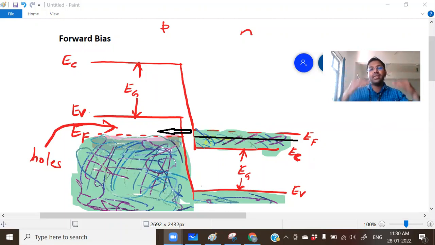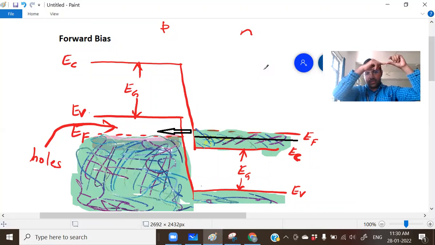All the energy bands shift upward because you are giving additional negative supply on the n side, so the energy levels will start to rise. Now, under no bias condition, this is the situation.